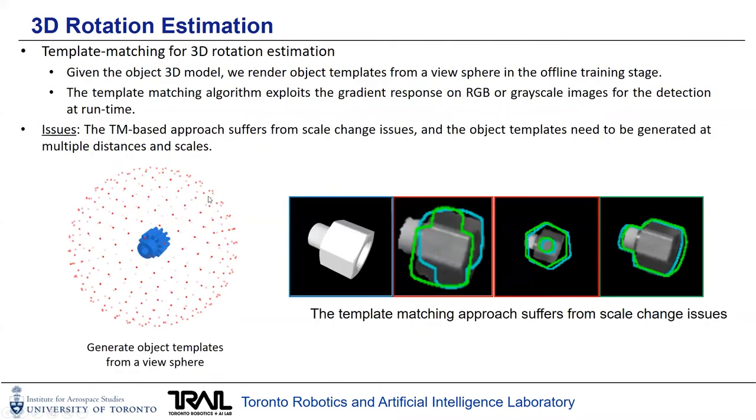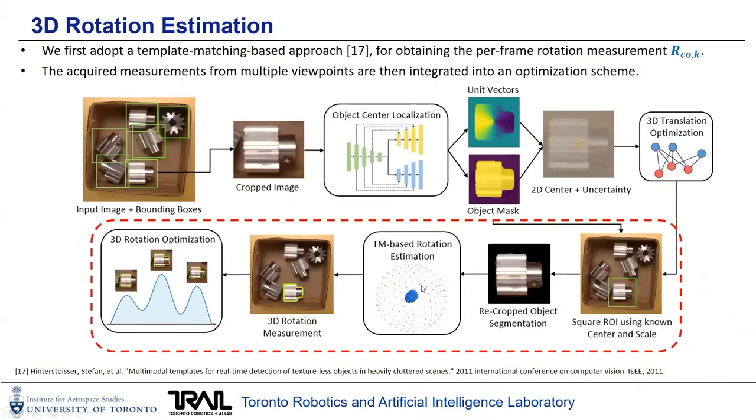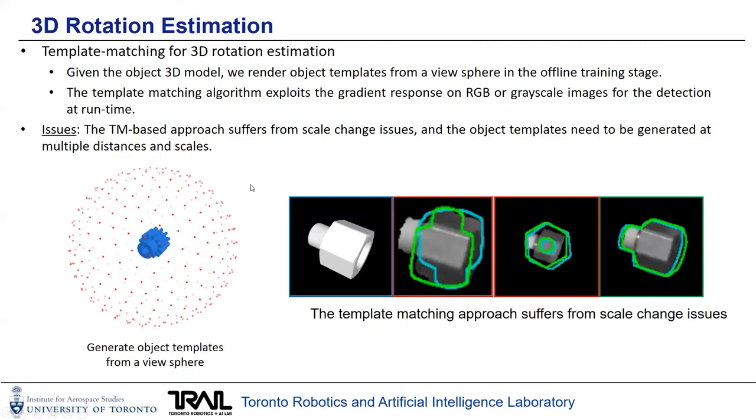For the template matching based approach, like I mentioned, we use a very straightforward template matching approach to demonstrate the effectiveness of our two-stage formulation. The general pipeline is that we render object templates from a view sphere in the offline training stage. At runtime, we match the templates to the runtime images to acquire per-frame rotation estimates. In general, like we discussed before, for template matching based approaches, the most difficult part is the unknown scale. If we do not have the correct scale, which is not identical to the training image, we will have wrong estimates.